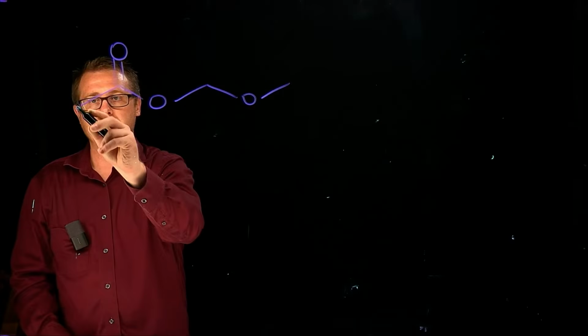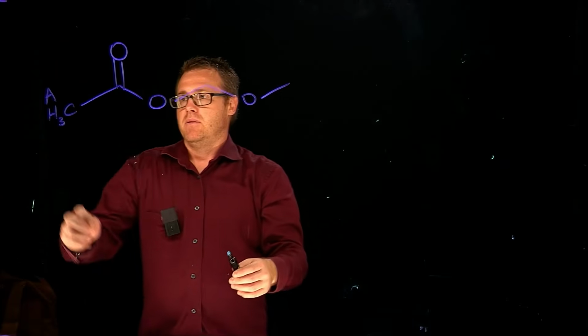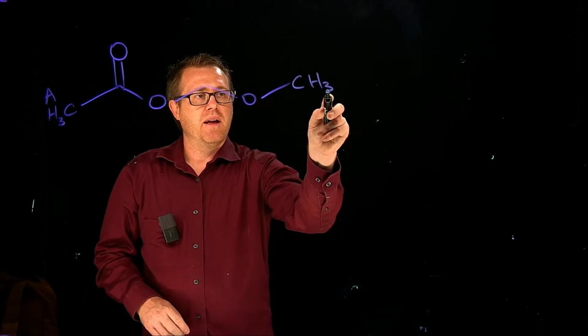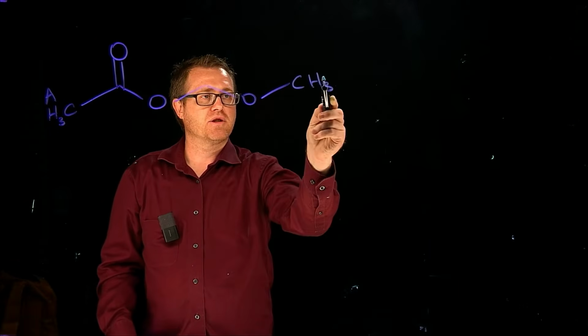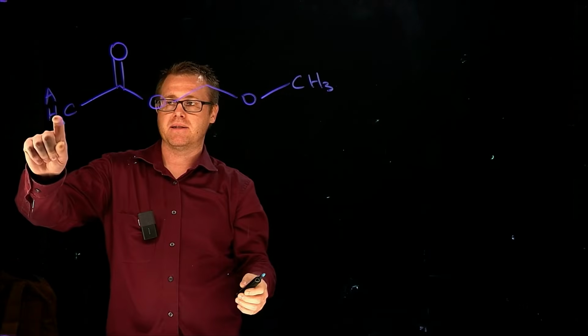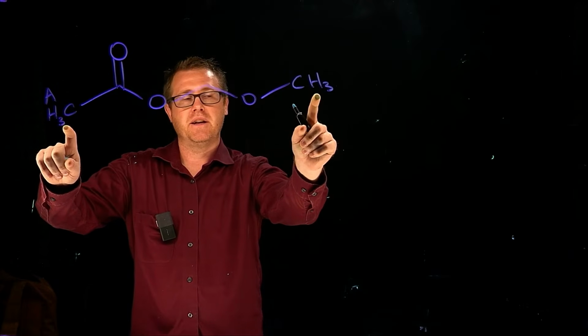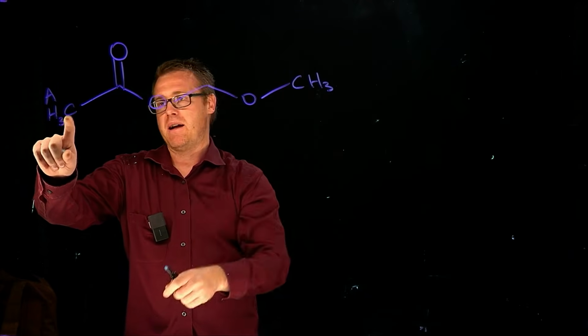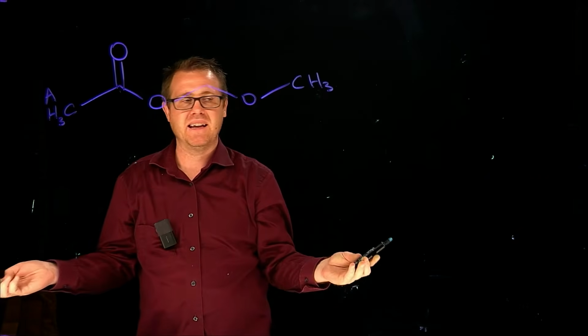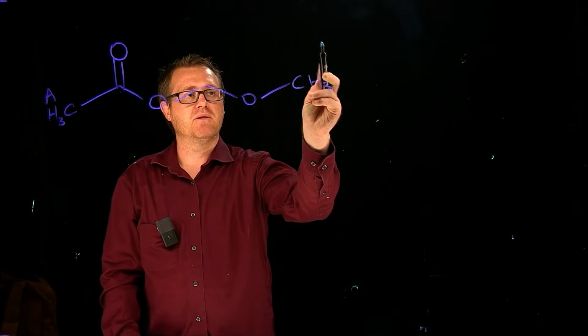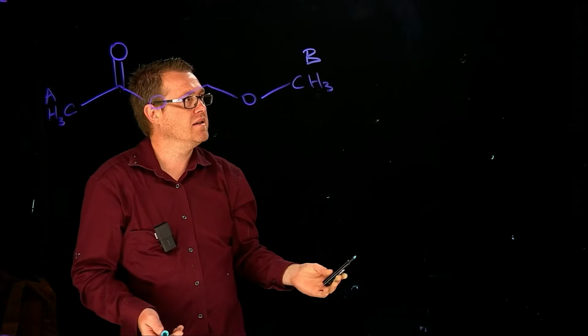How many signals would we expect for this guy right here? So we have to understand that this is a methyl, so those are just all equivalent. That's just going to be A. We see that this right here is also a methyl, and those three protons have to be equivalent. But is this methyl and that methyl going to be equivalent to one another? Clearly no. That methyl's attached to an oxygen. That methyl's attached to a carbonyl. Different connectivity. So it's going to be different. So we'll call those protons B.